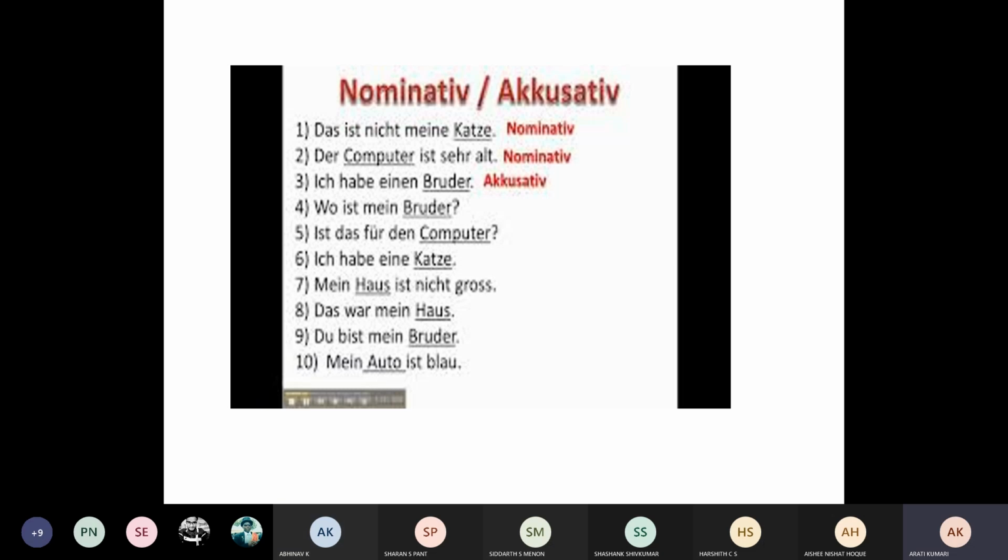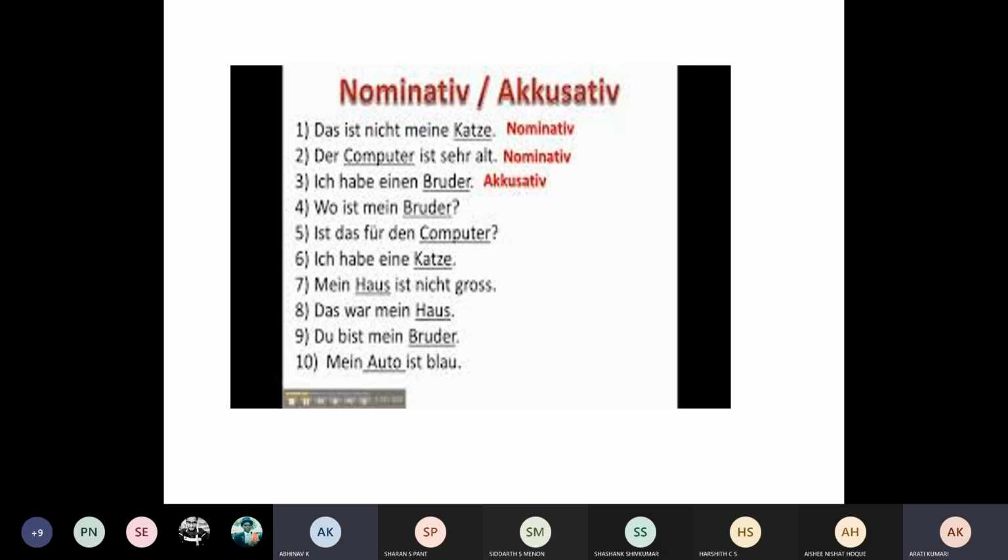Ich war, du warst, sie/er/es war, wir waren, ihr wart, sie waren. I'm putting it again. War, no? This was my house. So again, the verb that is used here is sein verb, past tense. So that's why it is nominative. Okay. Abhinav K. Who spoke right now? It was Abhinav? Yes, ma'am. Okay, you can say the next one also.